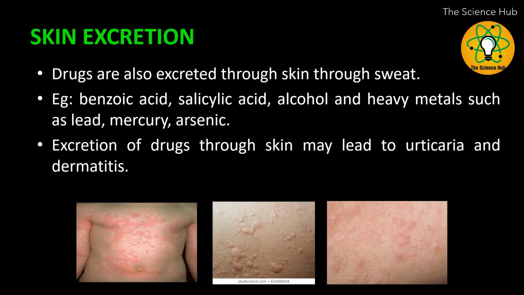Now, skin excretion. Drugs are also excreted through the skin through sweat, for example benzoic acid, salicylic acid, alcohol, and heavy metals such as lead, mercury and arsenic. Excretion of drugs through the skin may lead to urticaria and dermatitis.